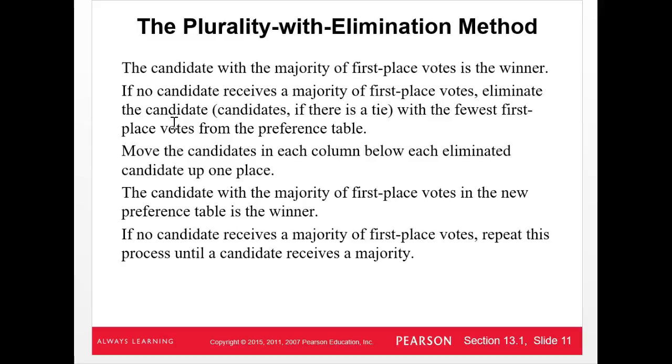In that runoff election, whoever had the fewest in the first election is eliminated, so you can't vote for that person. The people that voted for that person are now forced to vote for somebody else. And the thinking is, eventually we'll have a majority. If there's still not a majority, we do it again and eliminate somebody else. Eventually, you'll get down to two, and when you get down to two, somebody will get the 50.1% or whatever is needed to make it a majority.